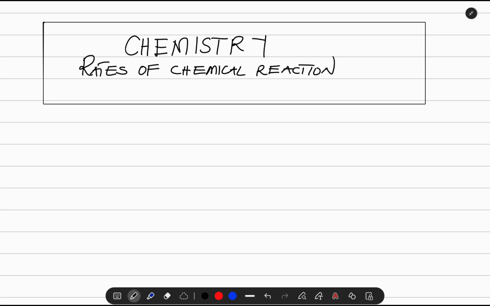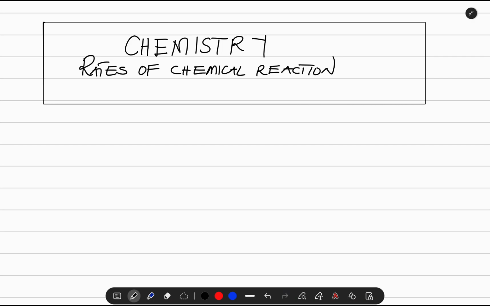In chemistry, we are going to focus on rates of chemical reaction. Now, examiners love this question, all right? And most students lose marks because they don't explain it right. I'm going to explain this one in simpler terms. The rate of a chemical reaction is simply how fast reactants turn into products.